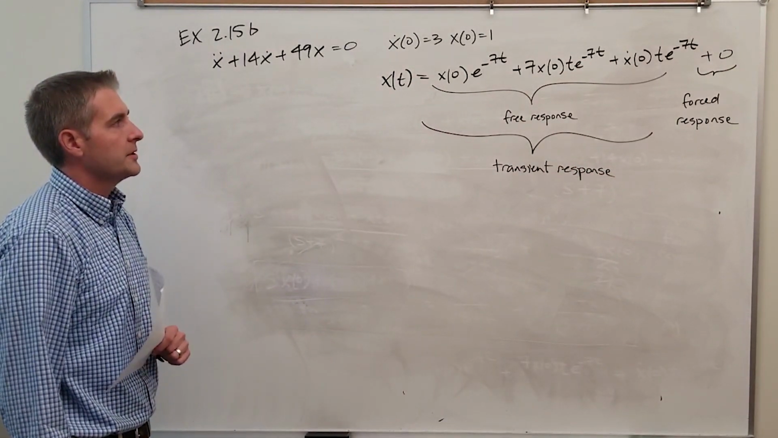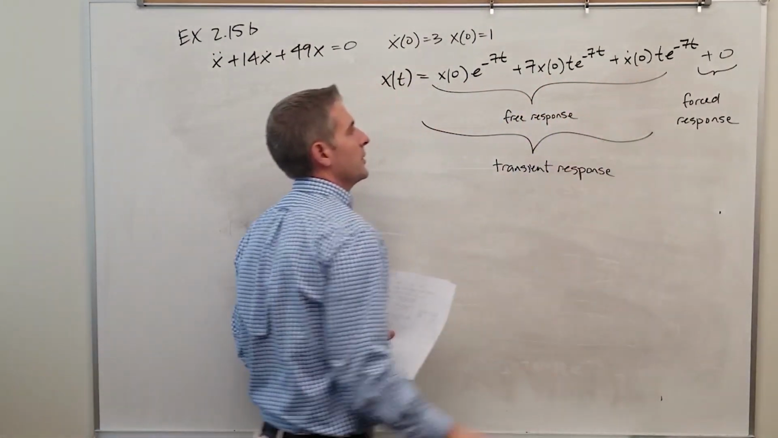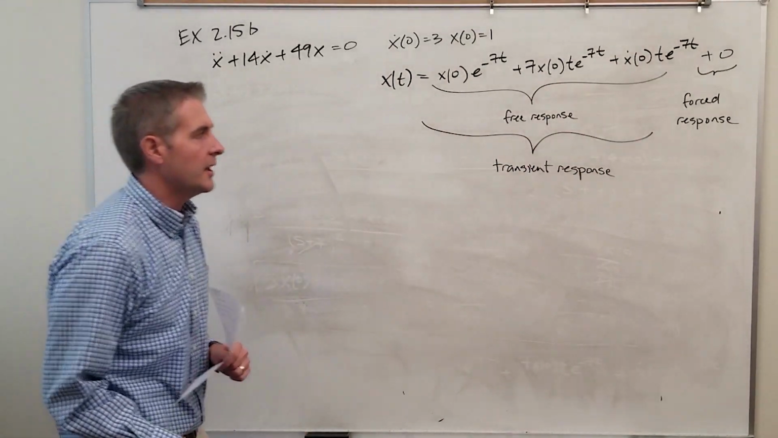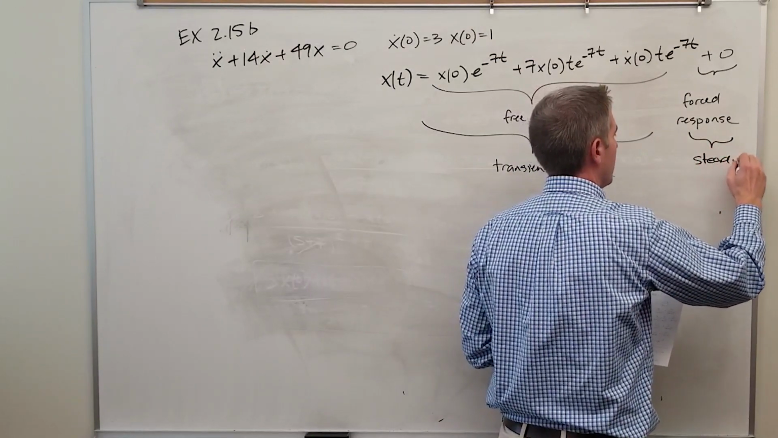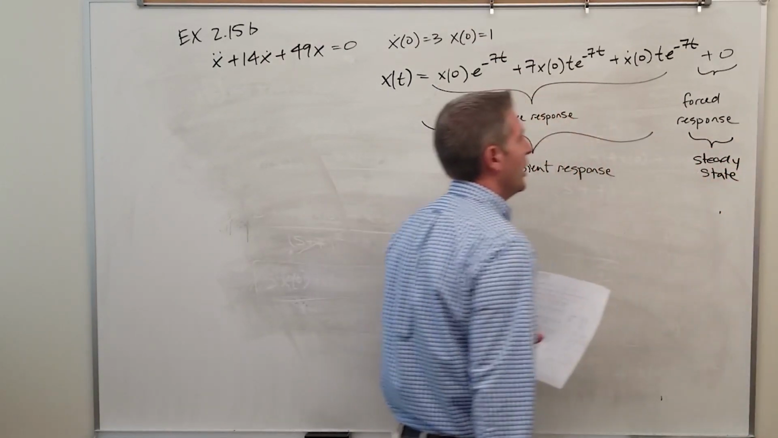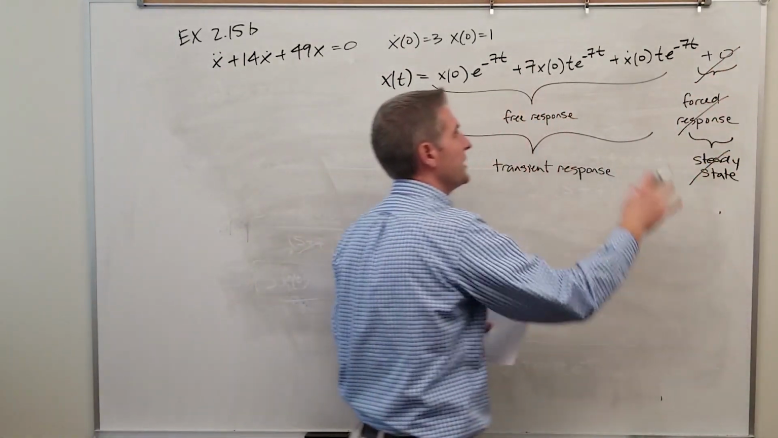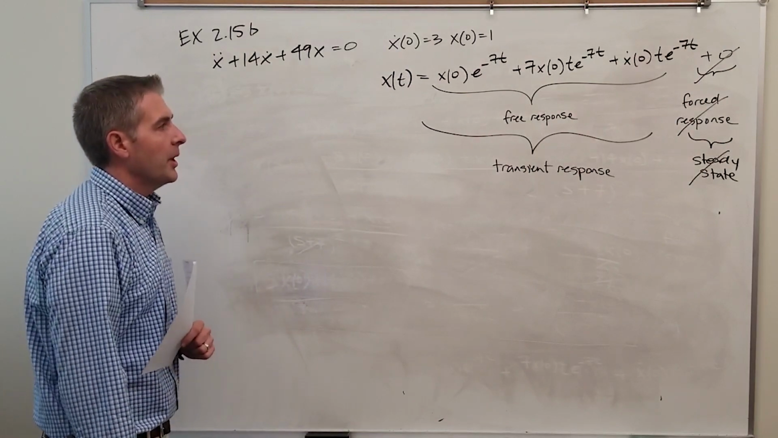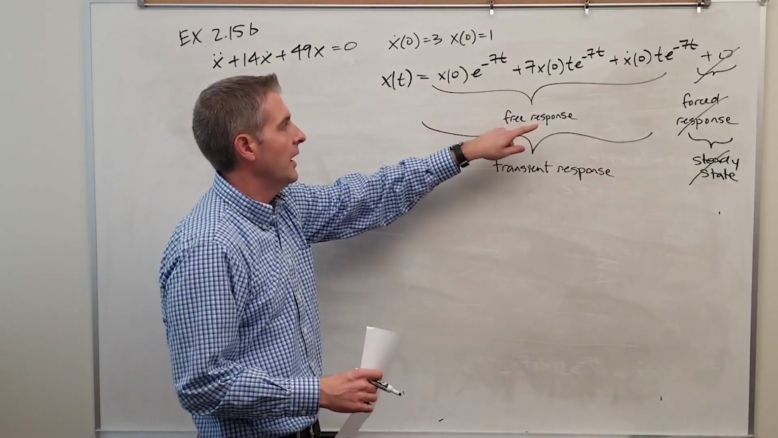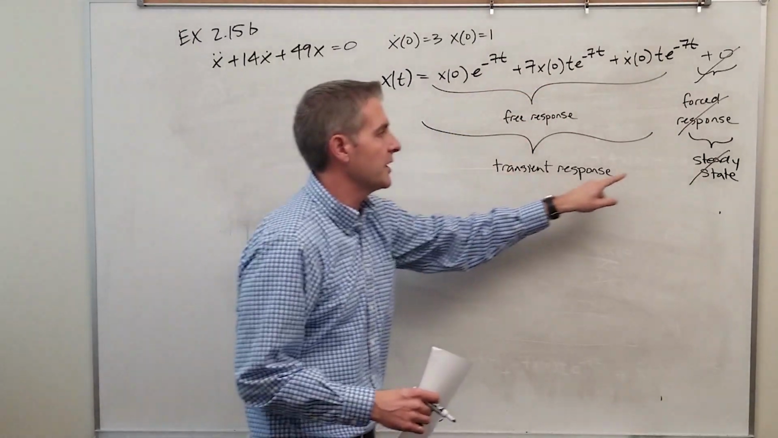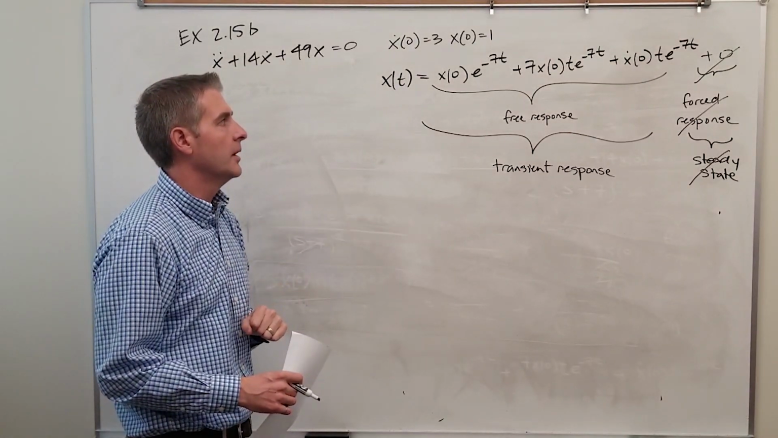And as t approaches infinity, this goes to 0, but these two terms would go to infinity, so there's no steady state. Or another way of looking at it is that this little term right here is steady state. But since it's a term that really doesn't matter, there's no forced response and no steady state in this particular equation. But the rules are still satisfied: every term must be either free or forced, and every term must be either transient or steady state. It's going to have two classifiers in each one of them.